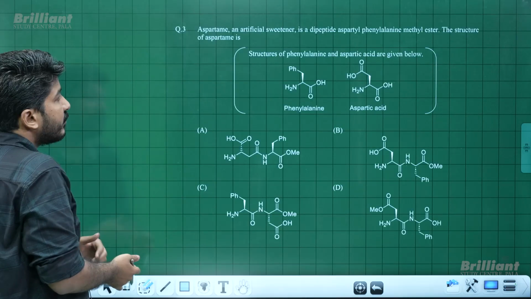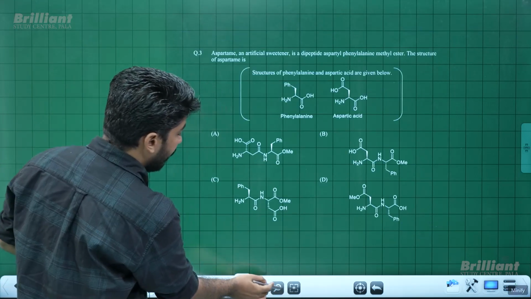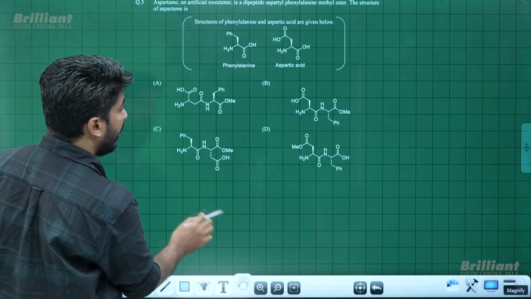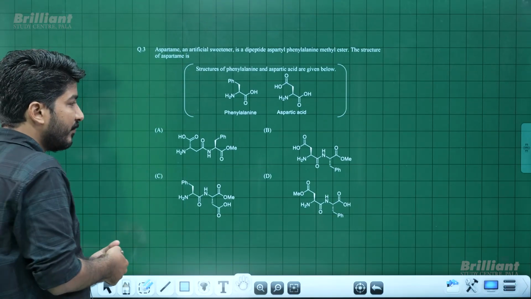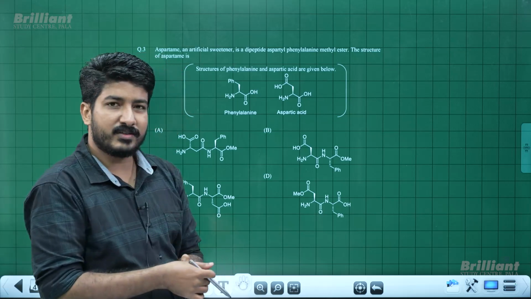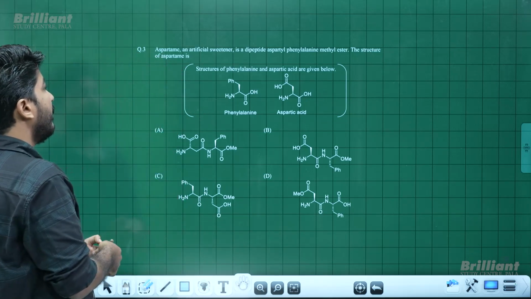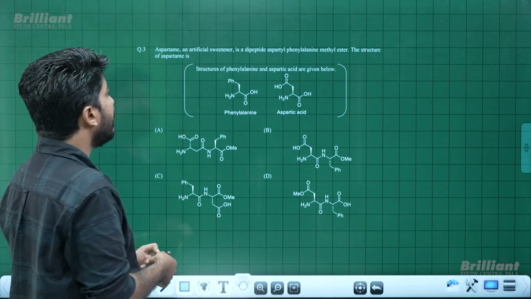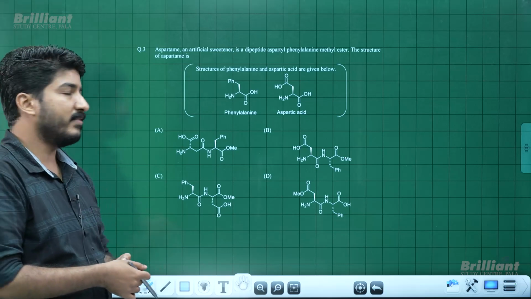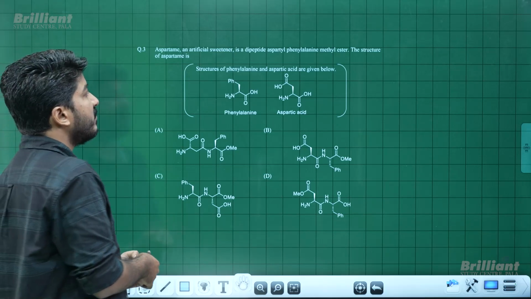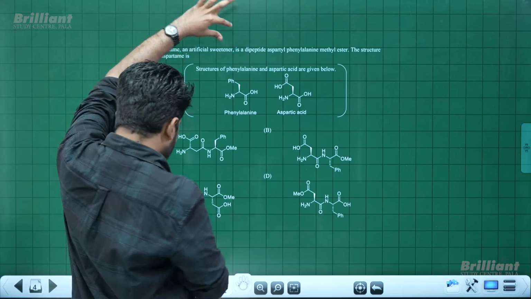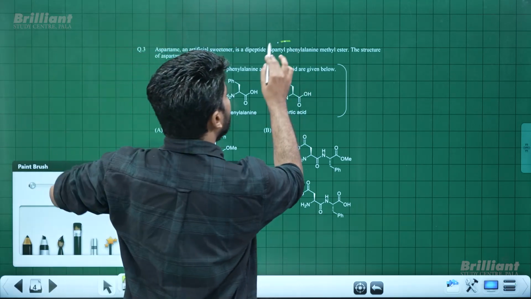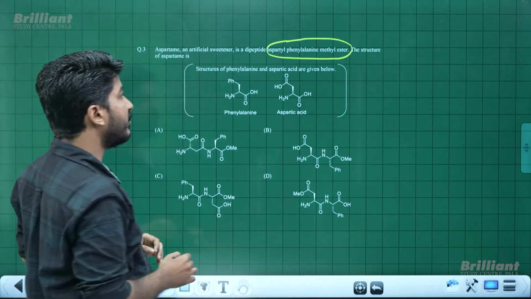Okay, now let's look at the next one. That was related to everyday life chemistry or biomolecules, a combination of both. But effectively it is checking stereochemistry, right? So they are giving some information. Aspartame is an artificial sweetener, we know. And it is a dipeptide. The dipeptide's name is also given to us, aspartyl phenylalanine methyl ester.